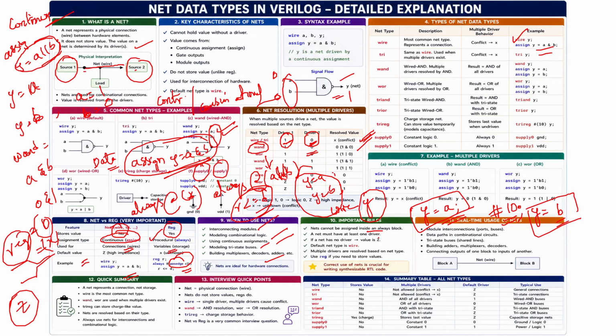At least one driver is needed. One driver means, suppose x equal to 0, x equal to 1 I am driving, and x equal to 0 you are driving. At least one value we need to give. Without driving any value, you will get the high impedance value. That is the wire representation. So for combinational circuits and data path connections, we use the wire.